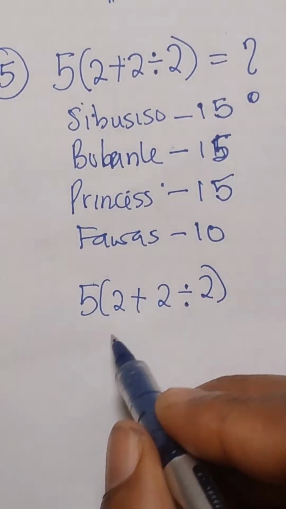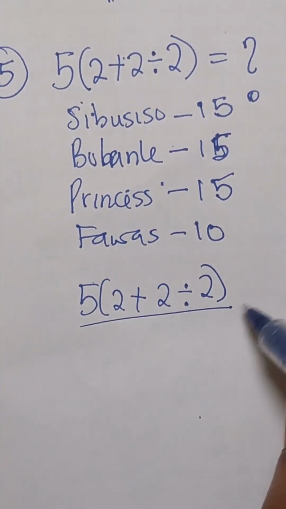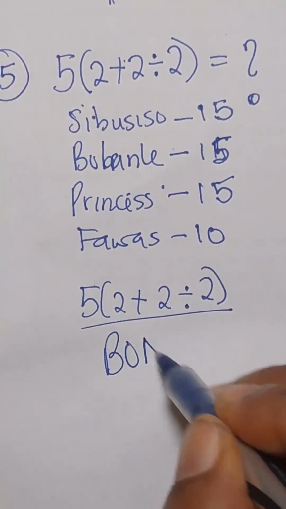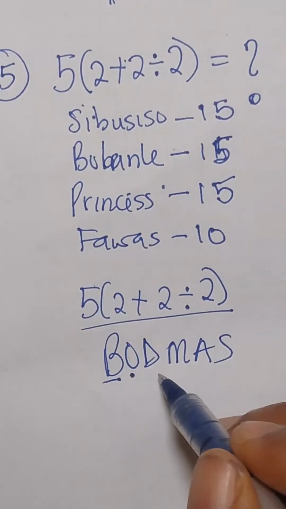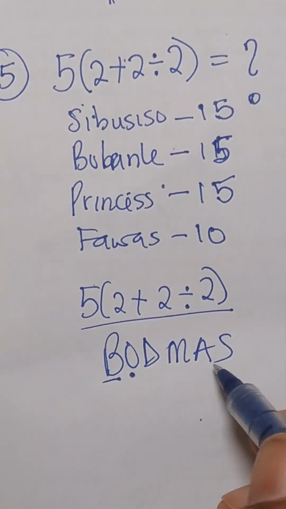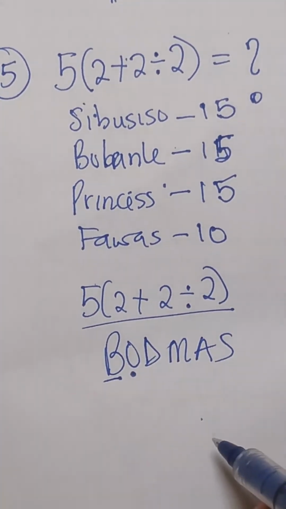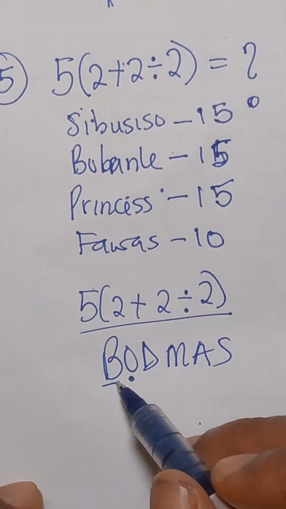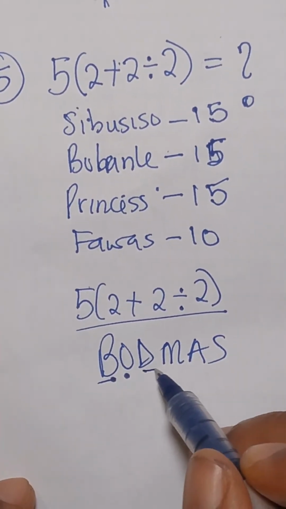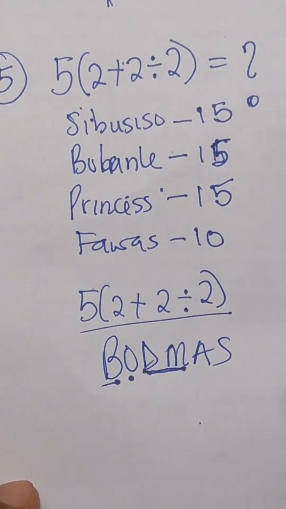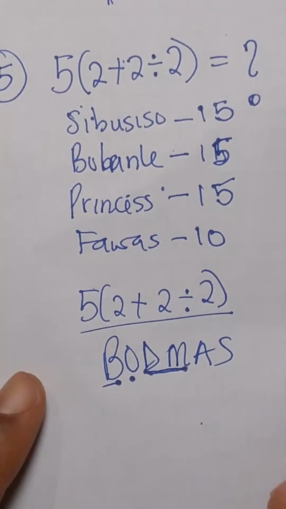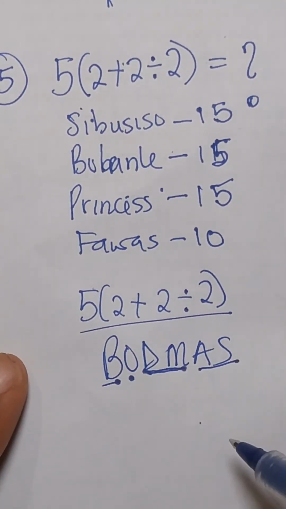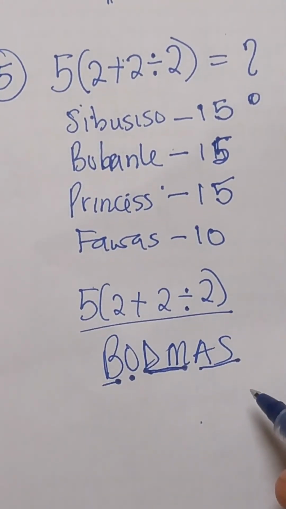Now here we are going to apply BODMAS. B stands for bracket, O for order, D for division, M for multiplication, A for addition, S for subtraction. You apply bracket first, order second, but division and multiplication are on the same level, so you apply the one that comes first from left to right. Addition and subtraction are on the same level too, and we apply the one that comes first from left to right.